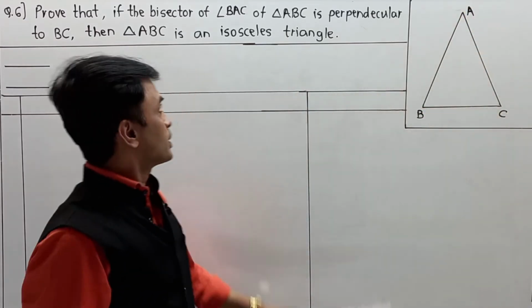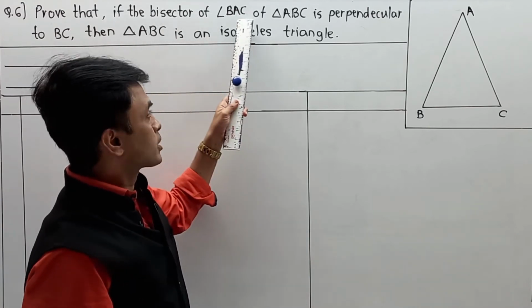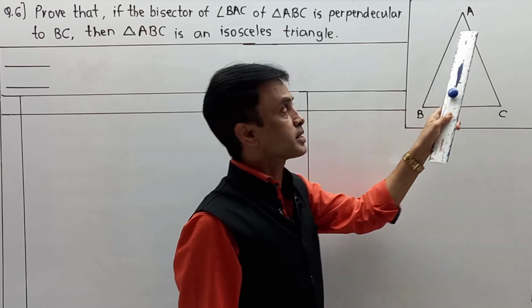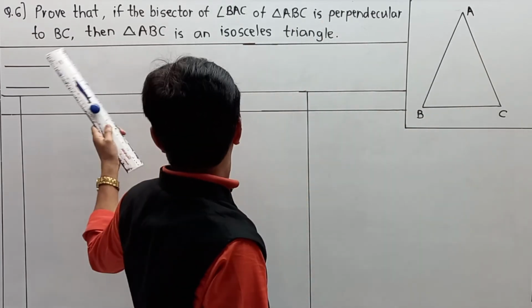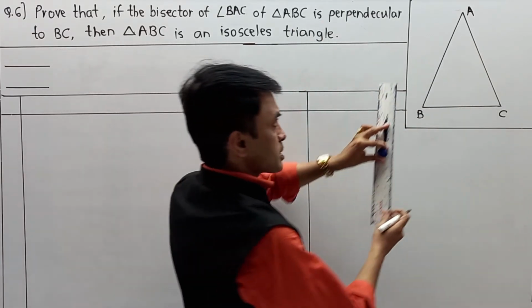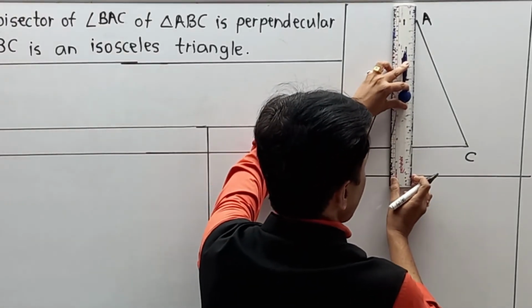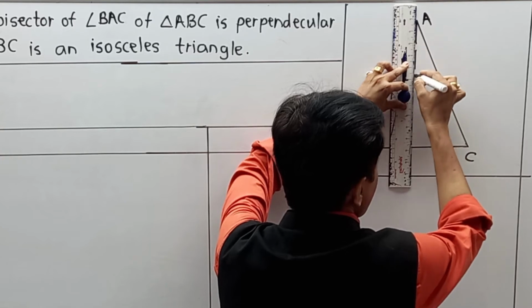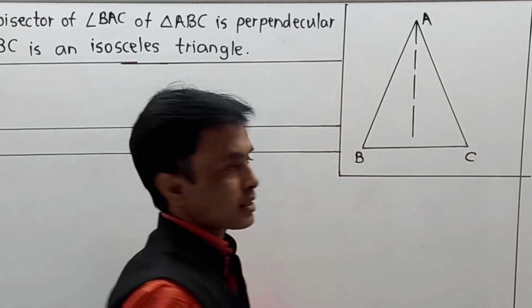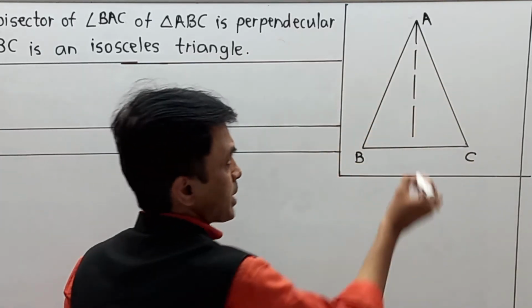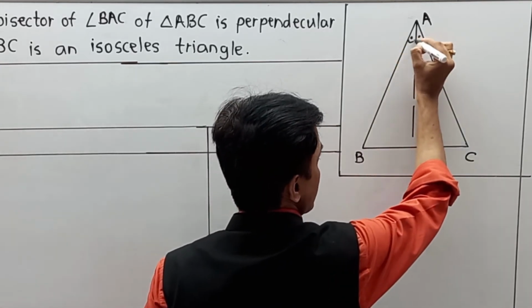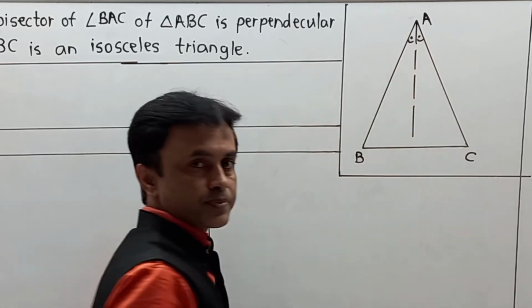This is a given triangle over here. If the bisector of angle BAC is perpendicular to BC, it means we have to draw an angle bisector. Remember, we have drawn one angle bisector over here. Now what exactly does angle bisector mean? We can say that this angle and this angle are equal. They are already given to us.